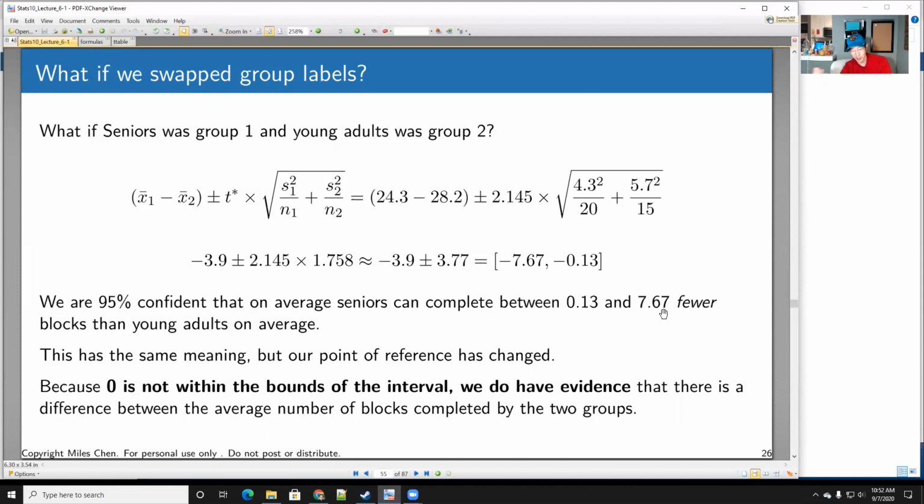So it's the same thing, just from a different perspective. One is we're saying group A does more than group B, and the other we're saying group B does less than group A, right? So it has the same meaning, it's just our point of reference has changed. And again, because 0 is not in the interval, we come to the same conclusion that we do have evidence that there is a difference between the average number of blocks completed by the two groups.